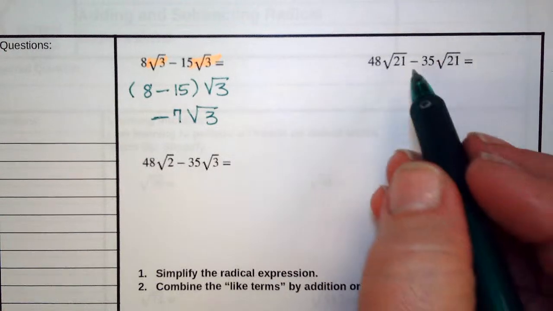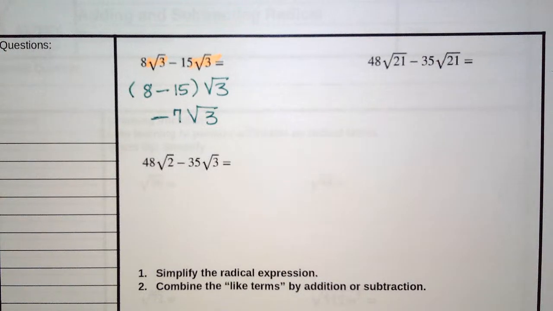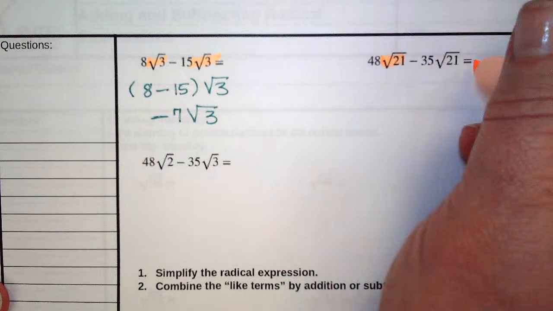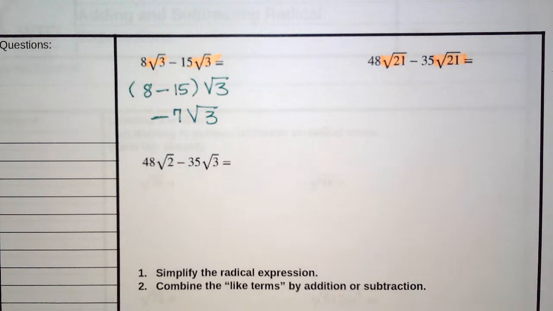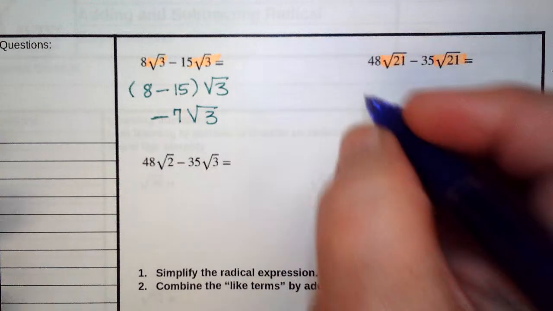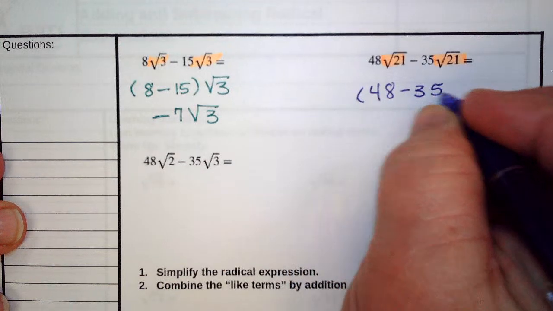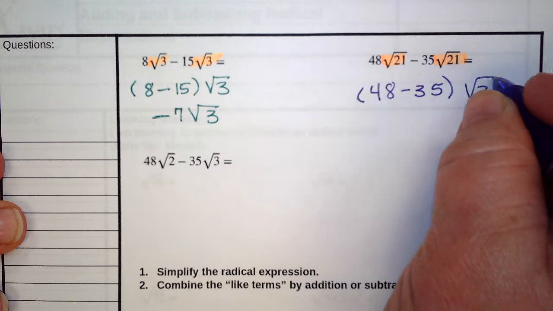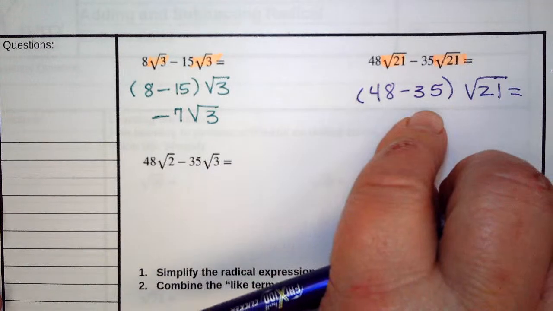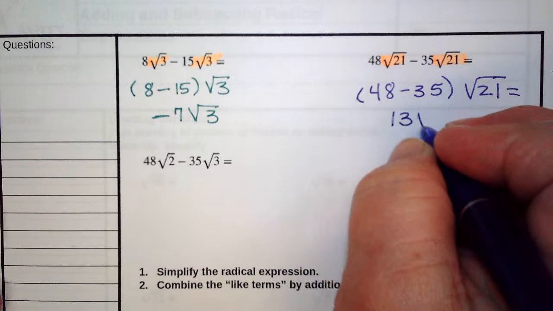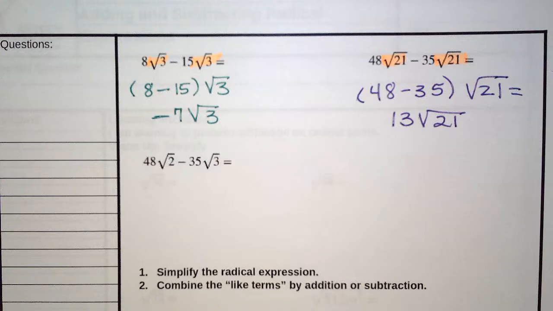Pause the video and see if you can do the next one on your own. I hope you tried. Step 1, do they have the same radicand? Yes. I focus on my coefficients. So this becomes 48 minus 35, square root of 21. 48 minus 35 will give me 13, square root of 21. And we're done.